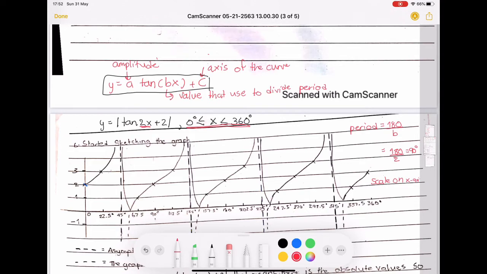The normal scale on the x-axis is equal to 45 degrees, but because we have a modified graph, we have to divide it by b again, which is 2, and we will get 22.5 degrees for the scale on the x-axis. Then we plot on the x-axis from 0 until 360, because the domain that we get is between 0 and 360.